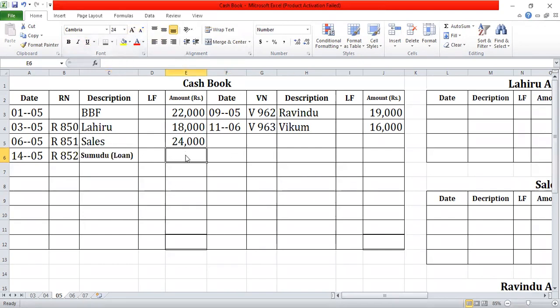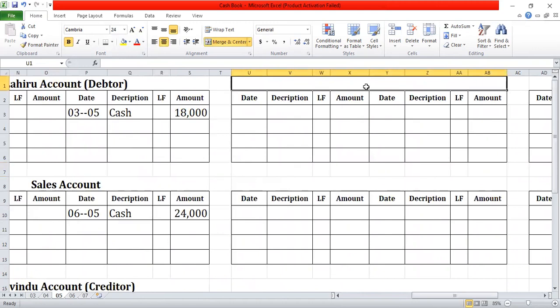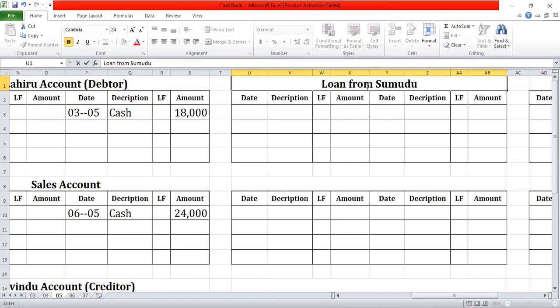How much have we obtained from Sumudu? 27,000. But we received the cash now, so the cash book is debited. Open an account for loan from Sumudu. Loan from Sumudu, right? Credit the loan account 27,000 here.